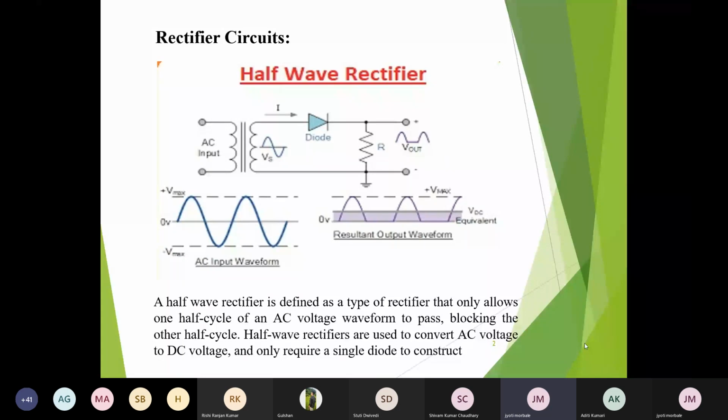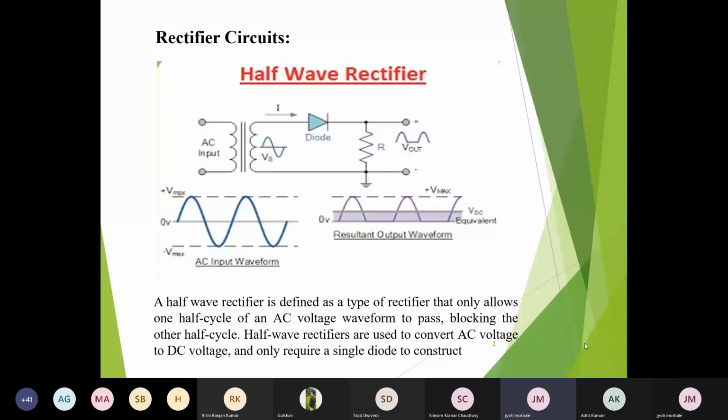In full wave rectifier again we can have two types: full wave rectifier using a center tap transformer, and bridge rectifier. One by one we are going to see all three rectifiers. Now look at this PPT. The first type of rectifier that we are going to see is the half wave rectifier.